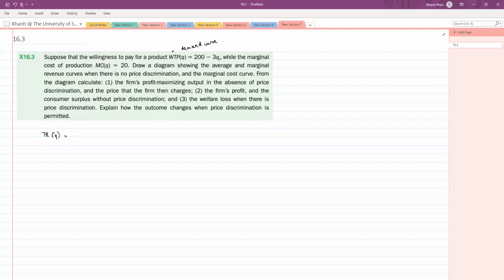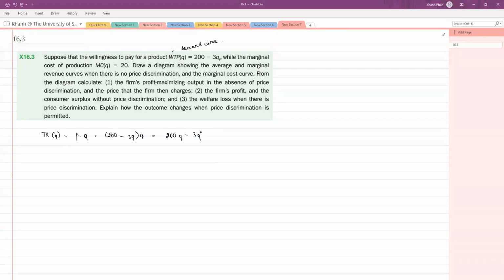Total revenue is going to be equal to the price times the quantity Q. And the price is just going to be given by the willingness to pay over here, which is 200 minus 3Q. Remember, willingness to pay is the demand curve, which is telling you for a certain level of quantity how much the consumer is willing to pay, which is the price in the market, and multiply by the quantity. So you get 200Q minus 3Q squared.